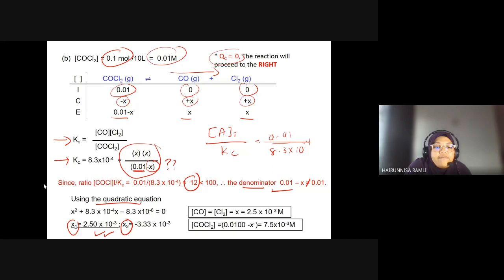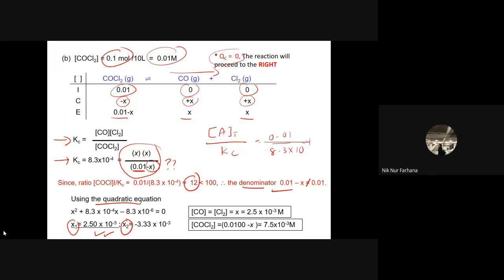Why? Ada siapa boleh jawab? Kenapa kita pilih positif dalam kes ni? Can someone? Ada tak siapa nak jawab? Sebab concentration. Sebab dia concentration. Concentration tak boleh negatif eh. Lagi? Sebab to the right. Shift to the right. Okay.